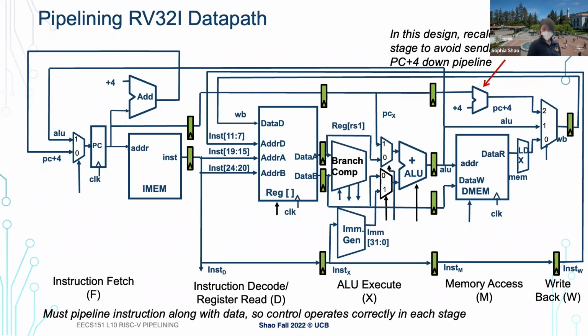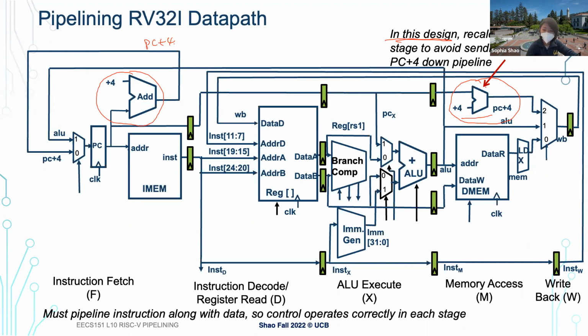As an example, in this design, we have an interesting small adder here to do PC+4. This value is already PC+4. We already calculated PC+4 earlier, but in this particular design, we actually do another PC+4 calculation.